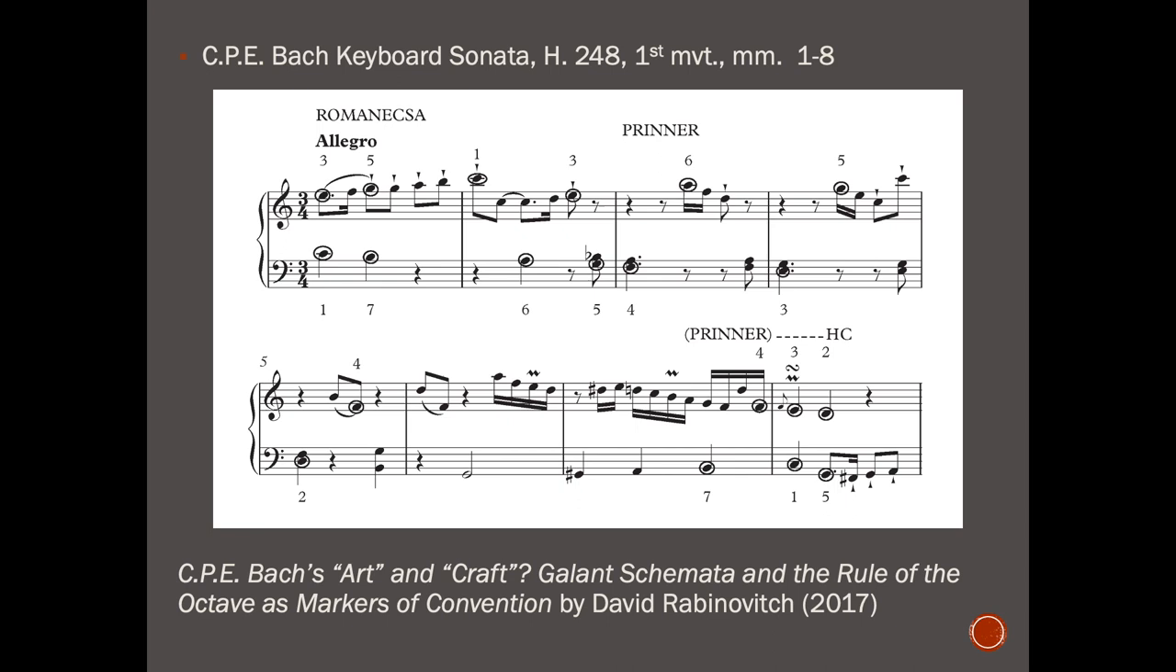So we have a stepwise Romanesco here at the beginning, followed by the start of a Prinner where we match up these notes here and here. Then there's original music inserted, and the Prinner doesn't end until we get here at the end, which is then followed by a half cadence in the first eight measures. So this is how this is being analyzed. You have to find where the actual notes are within the broader scope of the piece of music. All right.